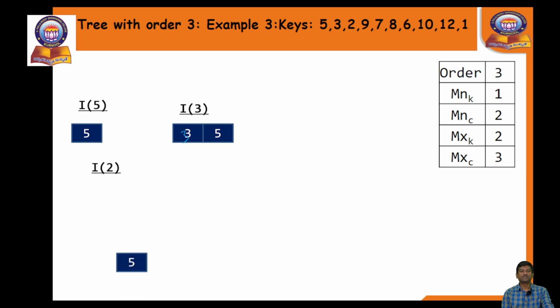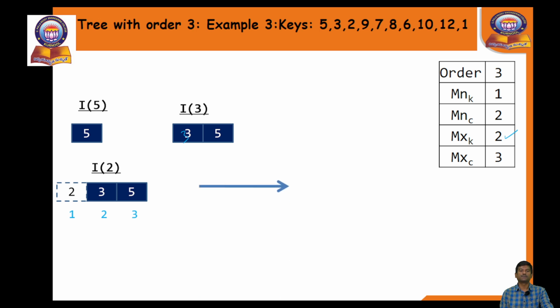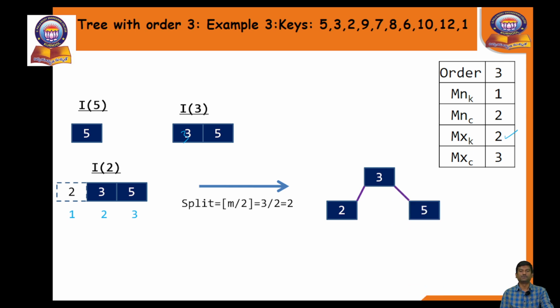And the next one, insert 2. The 2 has to be inserted to the left of the key 3. But what is the maximum allowable keys? The maximum allowable keys is equal to 2. So find the split, m by 2, that will be equal to 2, and push this split value up, that is, key 3 becomes the root node, and to the left, key 2, and to the right, key 5 will be stored.